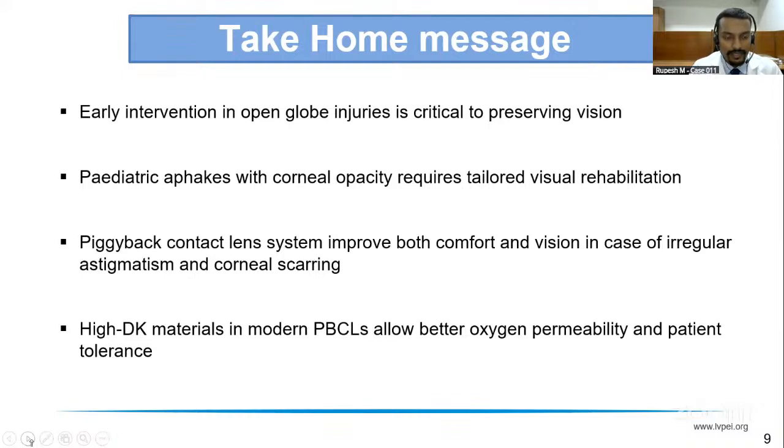In a piggyback contact lens system, we put two different lenses. One is a soft lens, and over that we put the hard lens. So make sure that the soft lens is of a high Dk material that allows better oxygen permeability and patient tolerance as well.